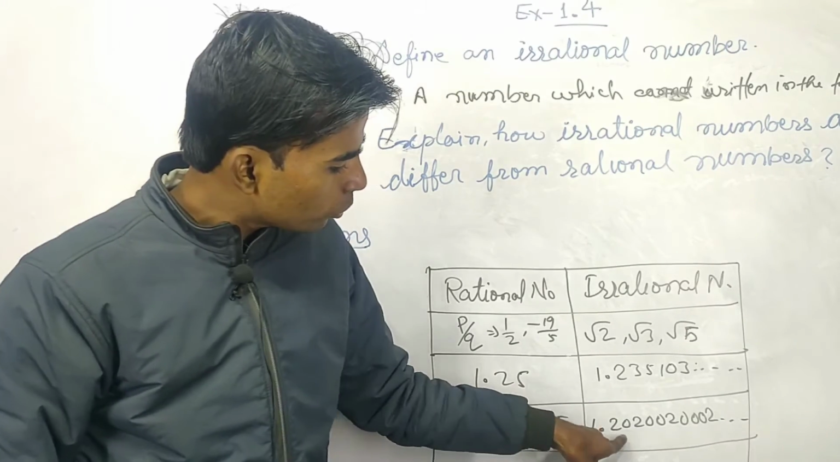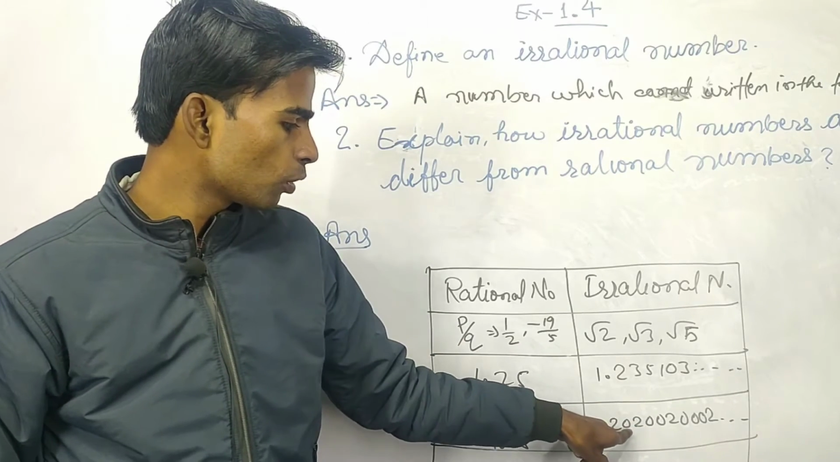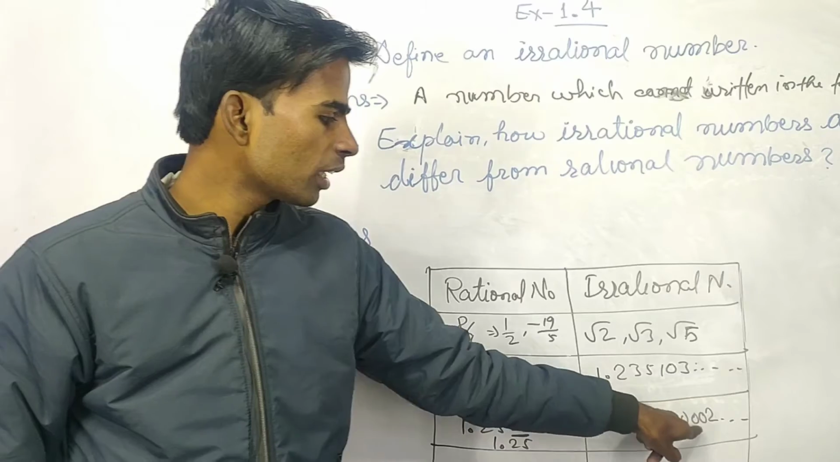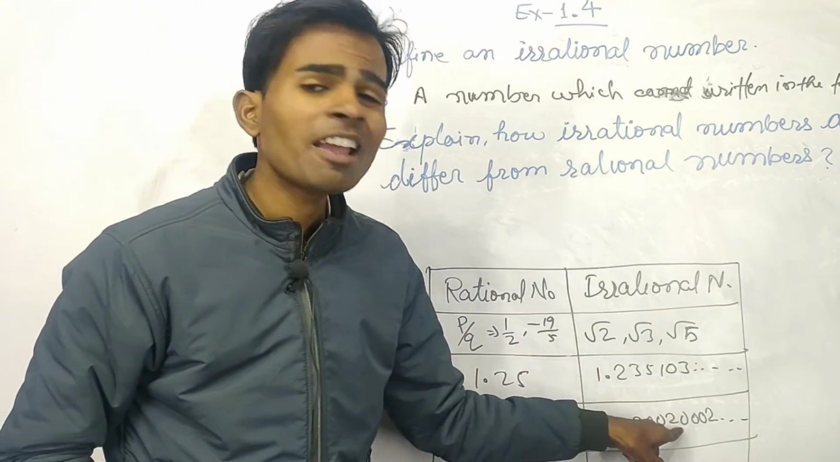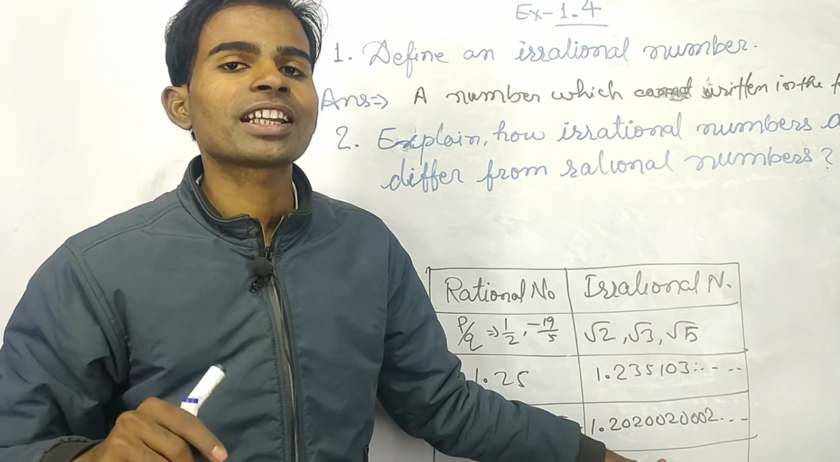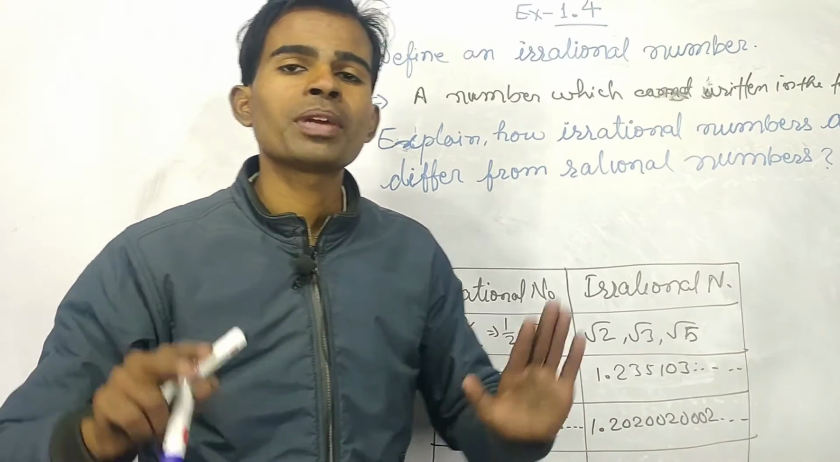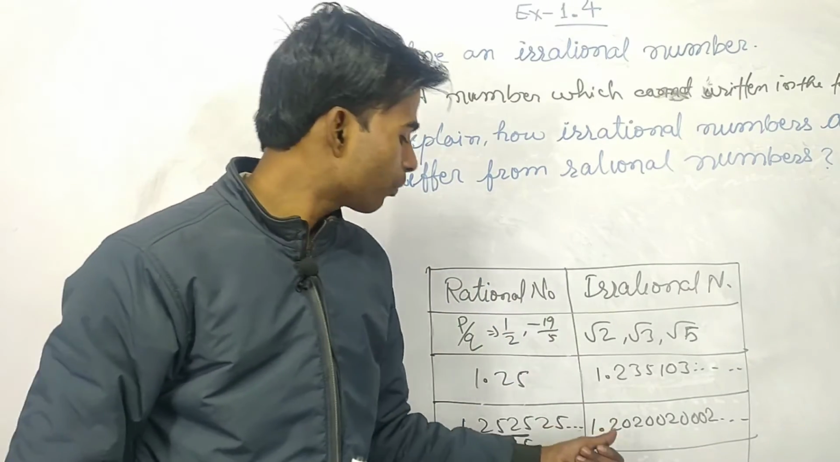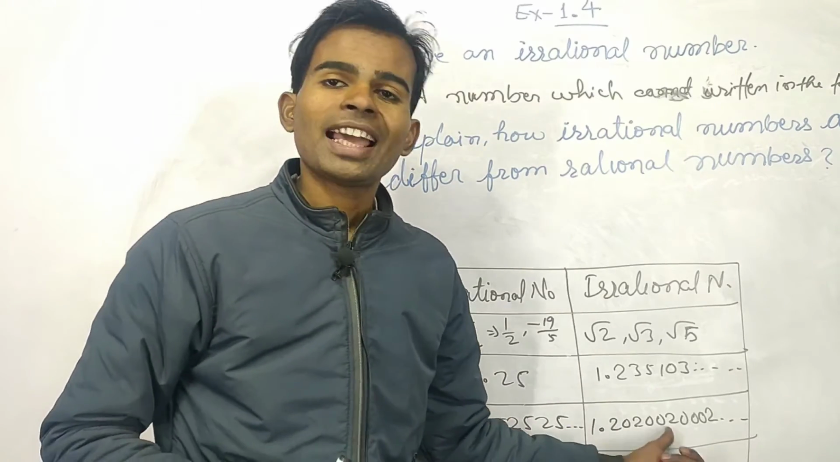सर यहाँ पर देखिए 2 0 2 0 0 2, यहाँ पर एक पैटर्न जरूर आ रहा है, 2 0 2, 2 times 0 2, 3 times 0 2, 4 times 0 2, 5 times 0. पैटर्न जरूर आ रहा है, लेकिन रिपीट नहीं हो रहा है। इसको हम p by q के फॉर्म में नहीं लिख सकते हैं। That's why it is an irrational number.